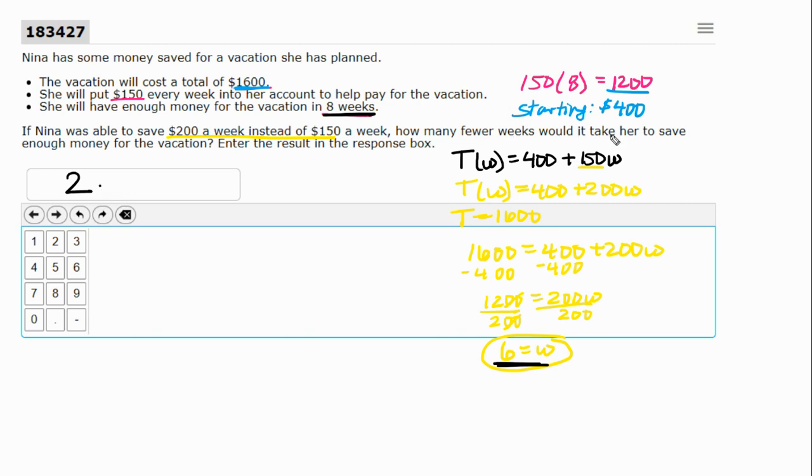So how many fewer weeks would it take her to save enough money for this vacation? 2 weeks fewer when she adds that additional savings.